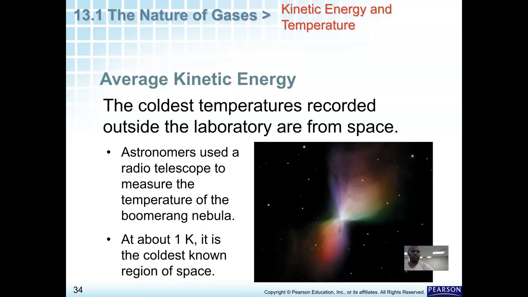The coldest temperature recorded outside the laboratory is from space. Astronomers used a radio telescope to measure the temperature of the Boomerang Nebula, and they measured that it is down to 1 K. The temperature at that point is 1 Kelvin. It is the coldest known region in space.